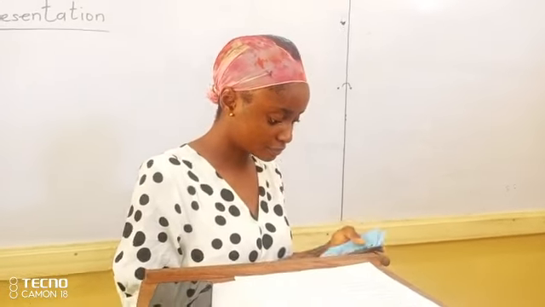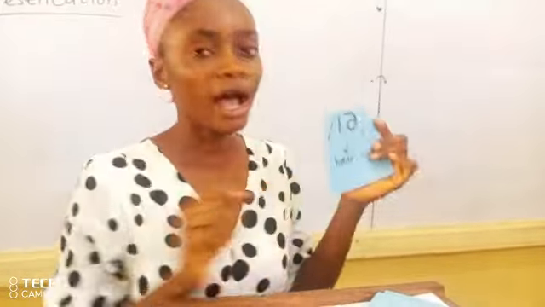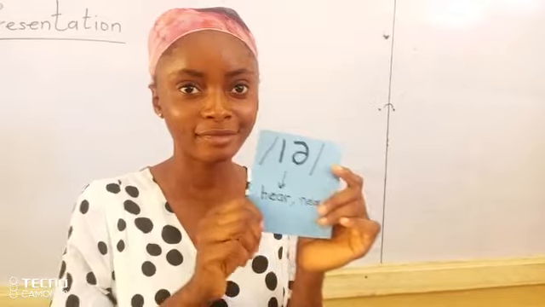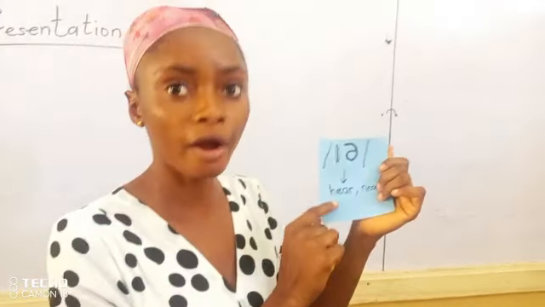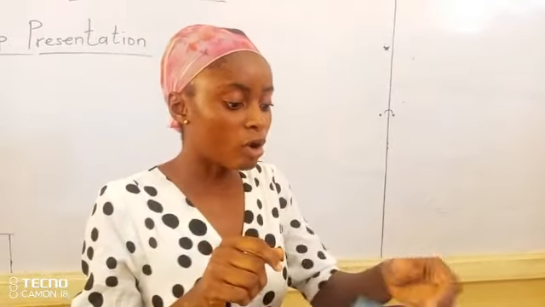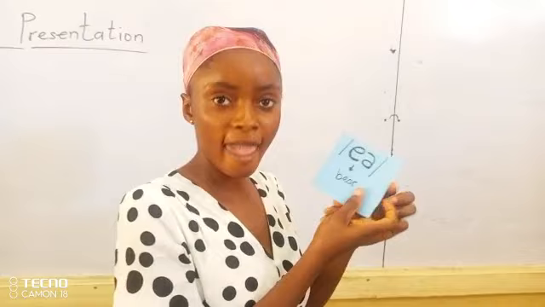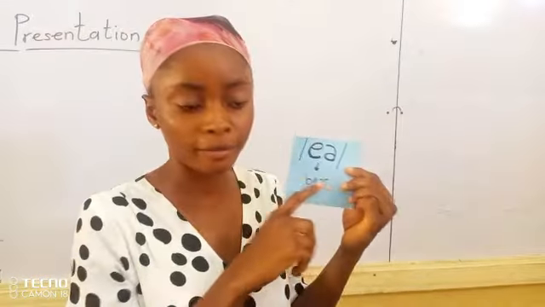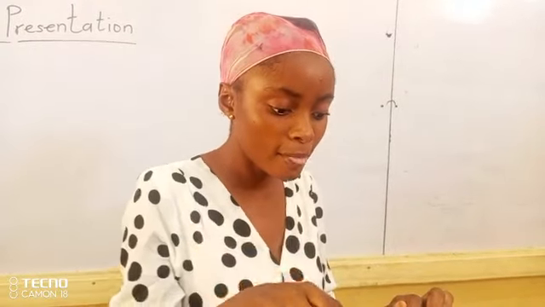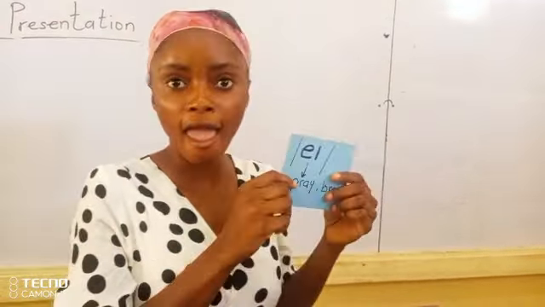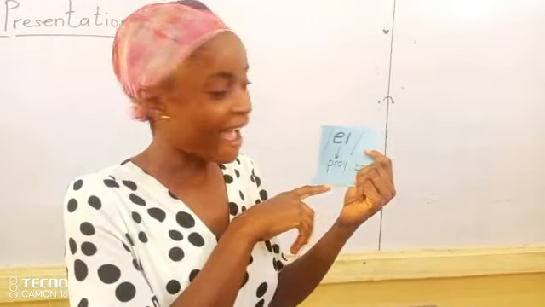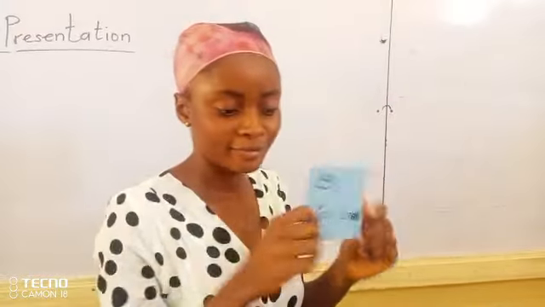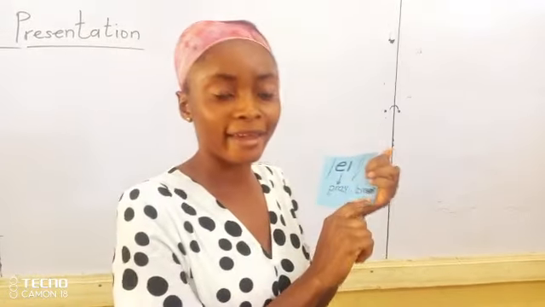Now, the first sound here, we have ear. Ear, as in the word here, near. We also have air. Air, as in the word bear. We also have A, as in the word pray. Also, break.